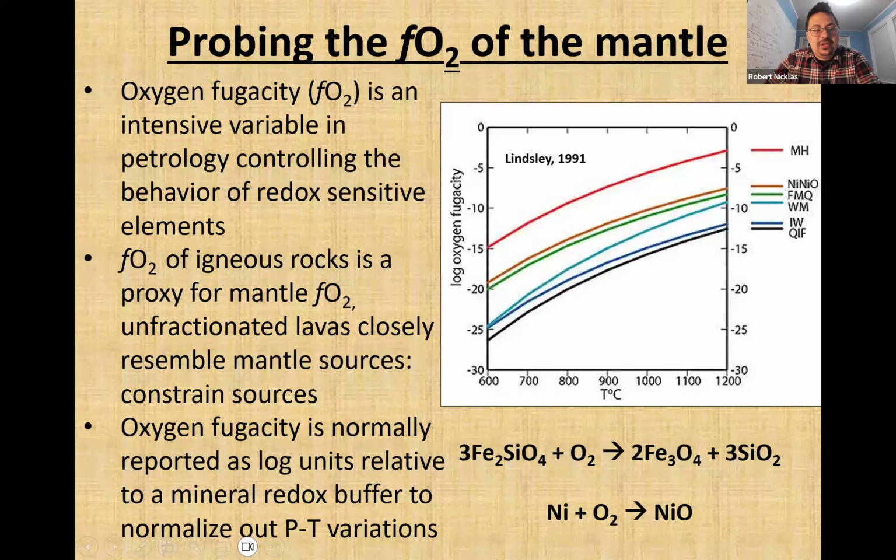It's generally been shown, with some caveats, that the fO2, or oxygen fugacity, of igneous rocks is a proxy for mantle fO2, and that unfractionated lavas, i.e. lavas that haven't evolved via AFC processes, closely resemble their mantle sources. So we can probe the fO2 of mantle reservoirs by looking at the fO2 of mantle-derived lavas.